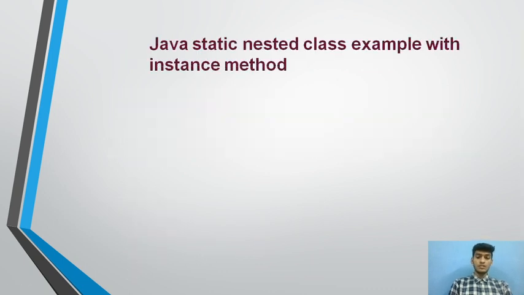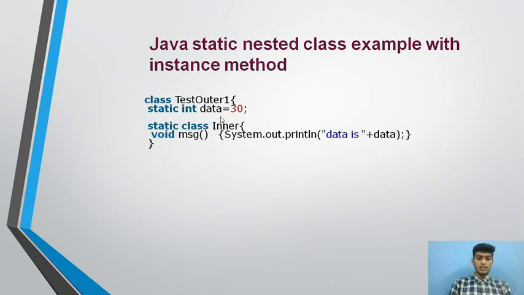Now let us discuss the Java static nested class with an example. Firstly, we declare a class TestOuter1 having data of integer type as static 30. Now we will create a class Inner, which is a nested class, and we will define a function void message here that prints "data is" plus data.